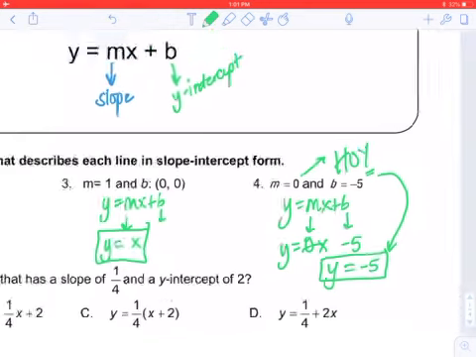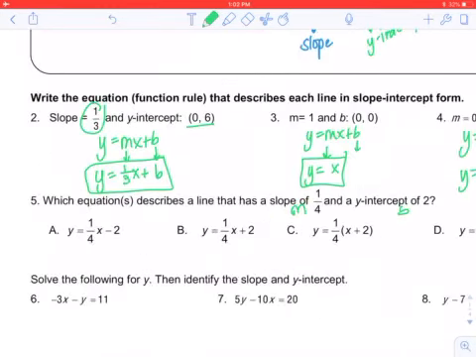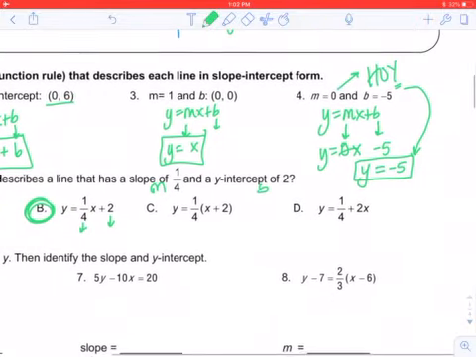Okay? Let's keep trucking. Which equation describes a line that has a slope of 1/4 and a y-intercept of 2? So that means my m is 1/4 and my b is 2. We'll look at A. A says y equals 1/4 minus 2. Well, we don't want minus 2, we want plus 2. So that's out. B. M is 1/4, b is 2. We're good. I like B. C. Most of y'all look at this and you see the 1/4 and you see the 2.